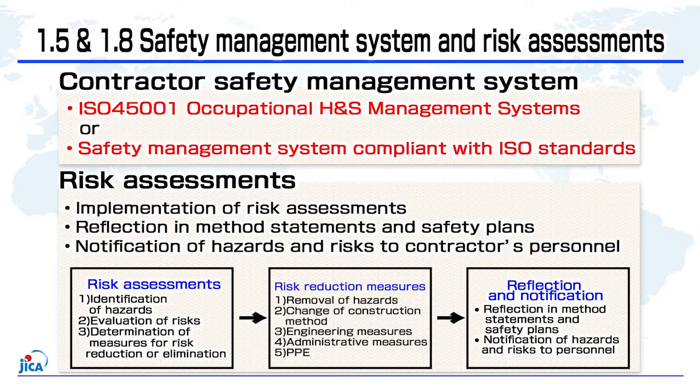Section 1.8 states that the contractor must conduct risk assessments of construction work, identify hazards or toxicity, evaluate risks, determine measures to reduce and eliminate risks, and include specific measures in method statements and safety plans. It also stipulates that the contractor's personnel shall be informed of hazards and risks.